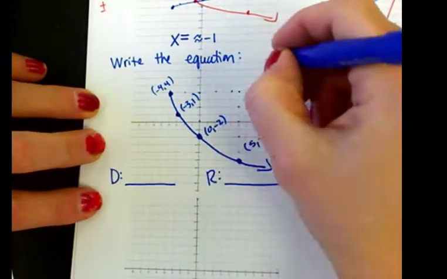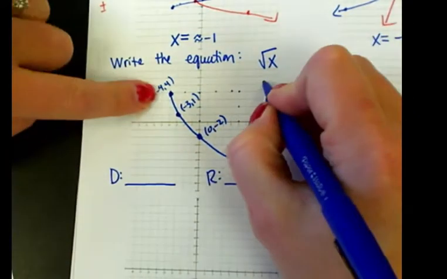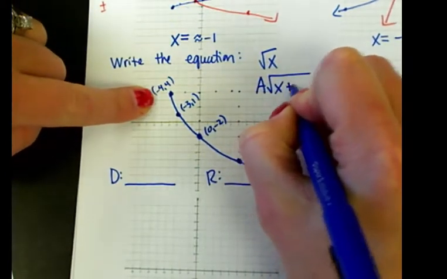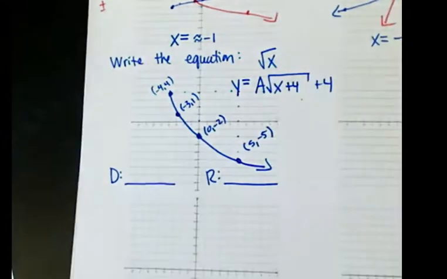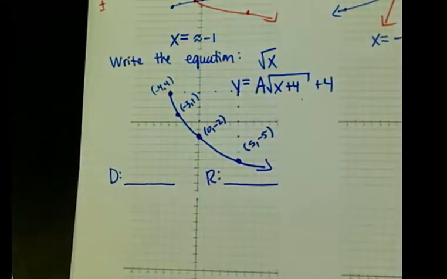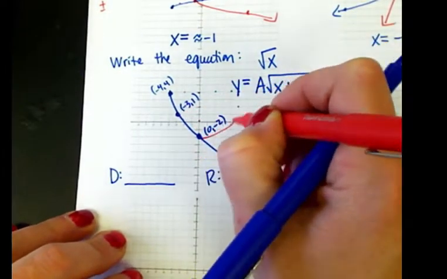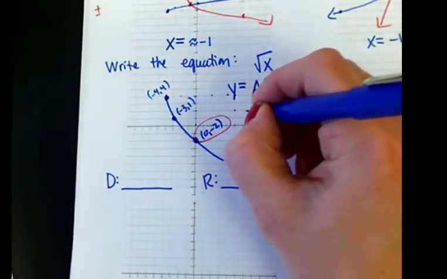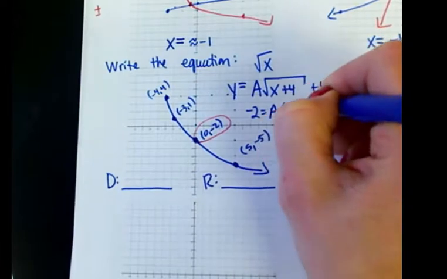Okay, so square root, that's your parent. My shift, I'm going to put A times the square root of x left 4, up 4. Now let's say you're like, I don't know what my A is. Pick any other point and plug it in. Now I'm going to plug in this one because I like 0. Okay, so -2 equals A root 4 plus 4.